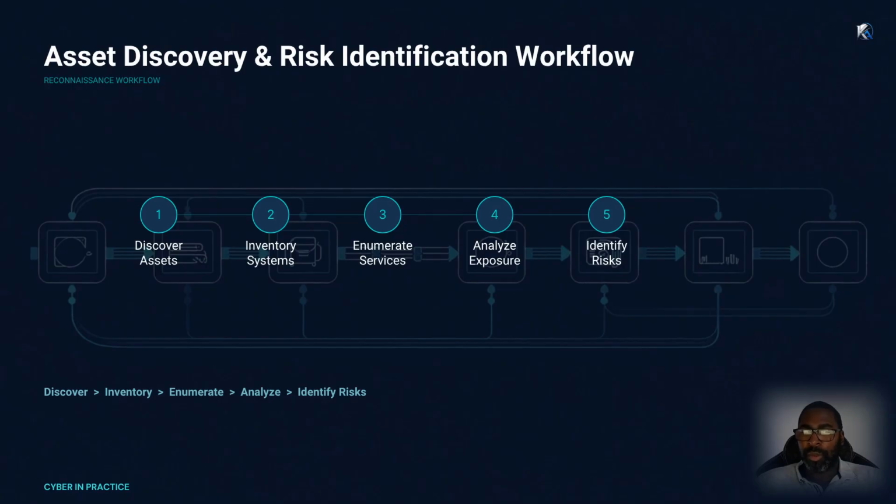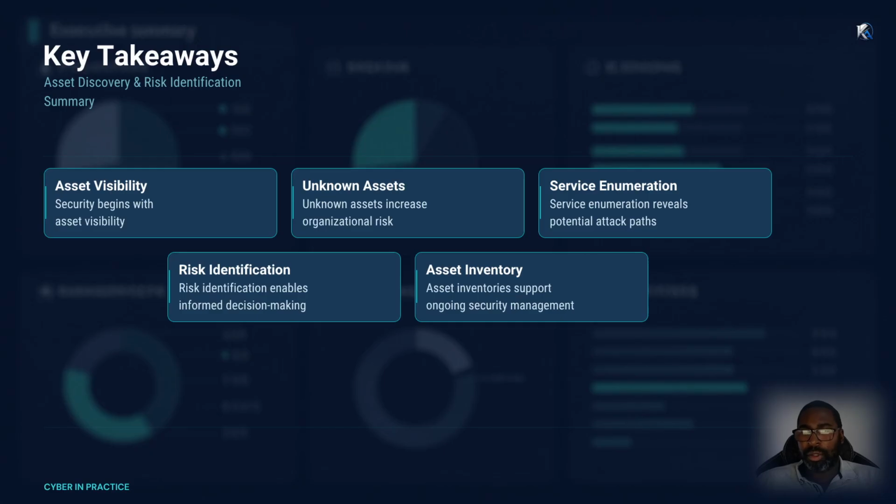This workflow summarizes everything we completed during the demonstration. We discovered assets, documented them in an inventory, enumerated services, analyzed exposure, and identified risk. Each stage builds on the previous one, creating a structured approach to understand and manage security risk. Today's demonstration showed that security begins with visibility. Unknown assets increase risk, service enumeration reveals potential attack paths, and risk identification supports informed decision making. Maintaining accurate asset inventories helps organizations continuously understand and manage their security exposure.